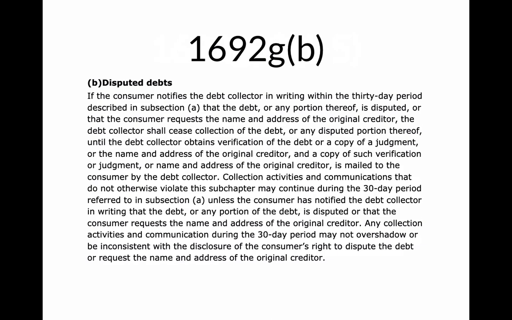And then picking up here at the last part of this: any collection activities or communication during the 30-day period may not overshadow or be inconsistent with the disclosure of the right to dispute the debt or request the name and address of the original creditor. So that would mean if they tell you you can dispute, they tell you you can get validation, they tell you you can get the name and address of the original creditor, but then maybe the next paragraph overshadows that and it's almost like, disregard that warning we gave you. You really don't have that right. Well, then that would violate this law.